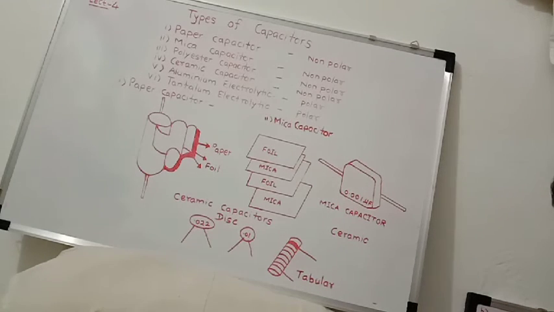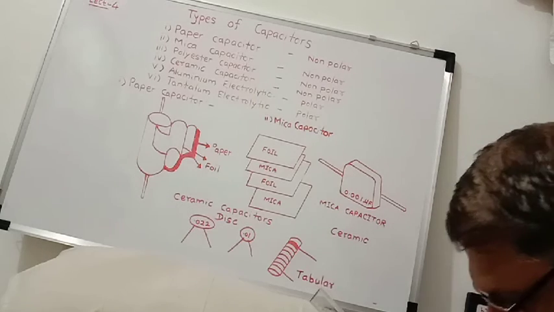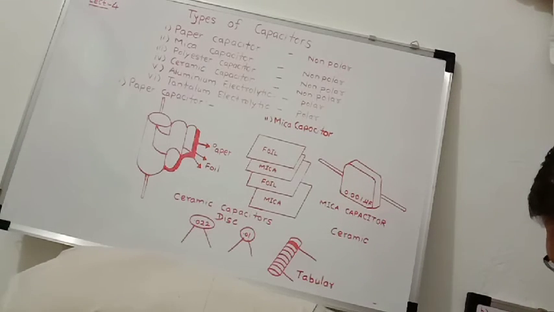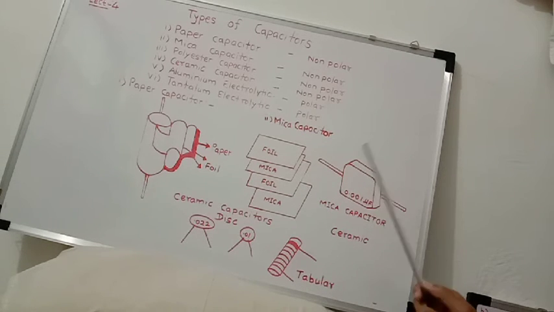Okay, the aluminum oxide forms a dielectric material, and the electrolyte forms another plate of the capacitor. The electrolyte used in the aluminum electrolytic capacitor is used as the second plate of the capacitor.